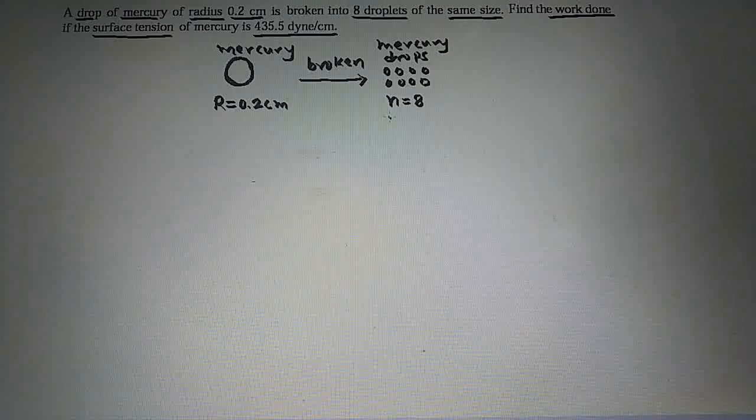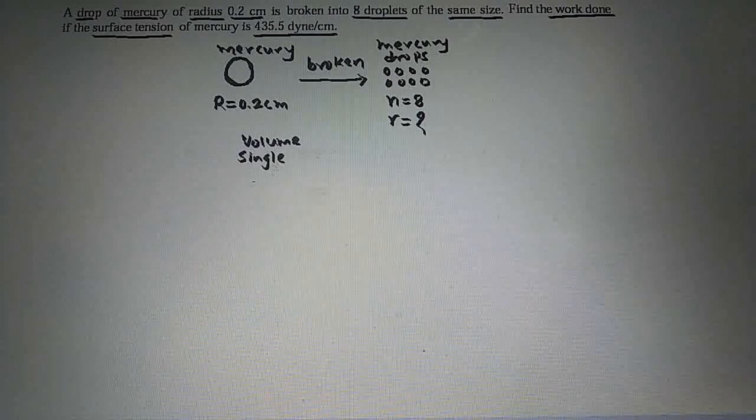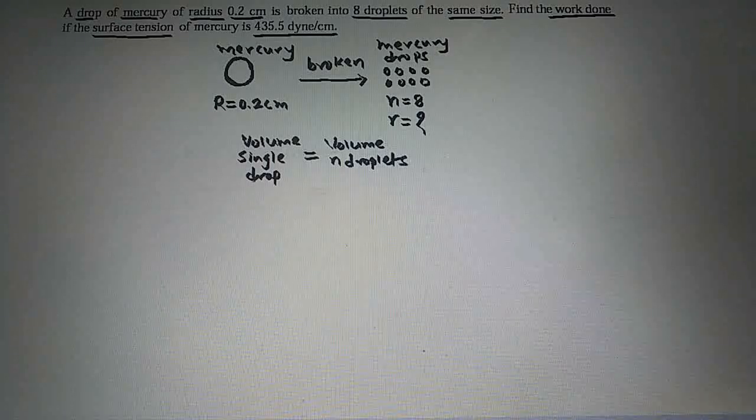and after that we have to find out the radius of the small droplet. So we can write here the volume of the single drop of mercury is equal to the volume of n droplets.